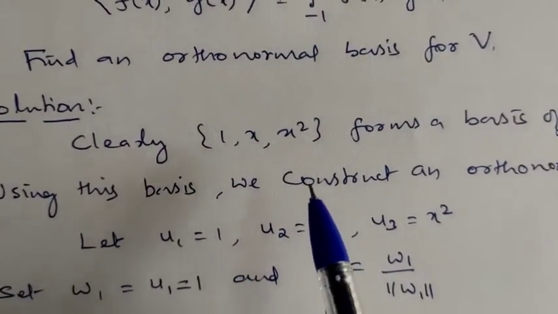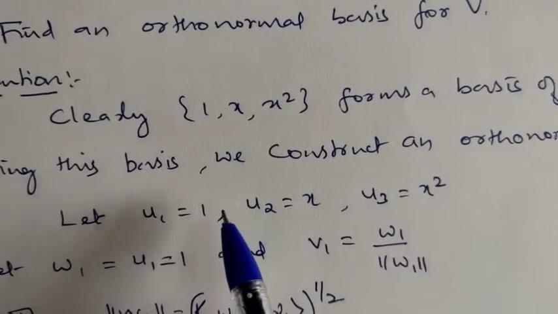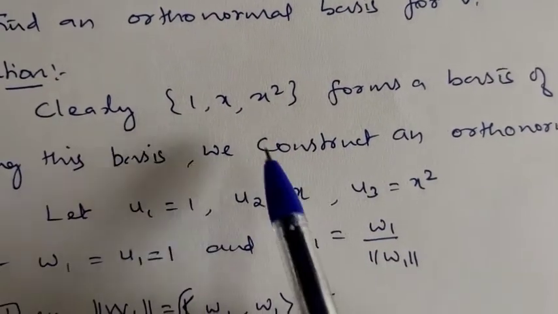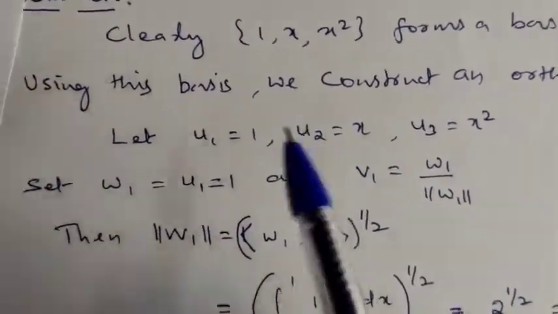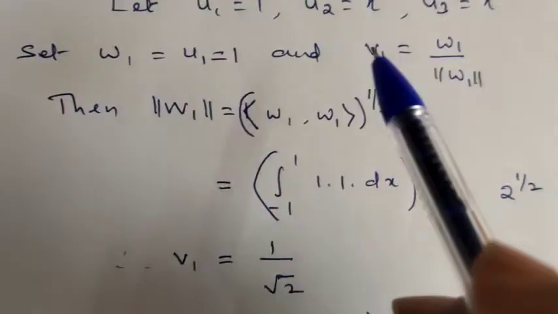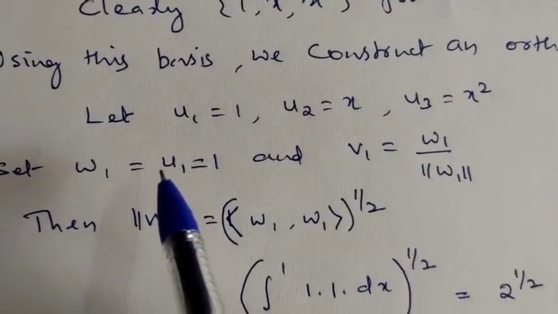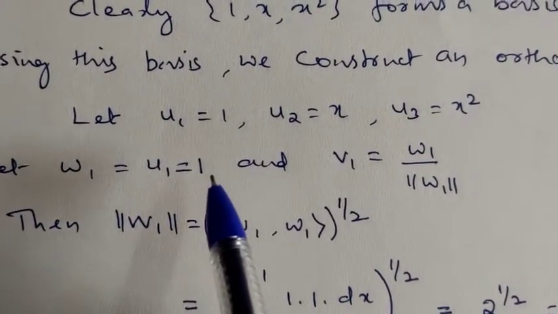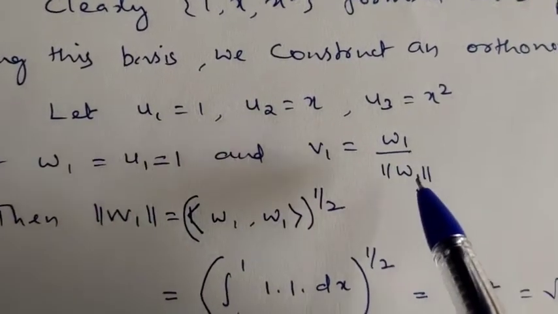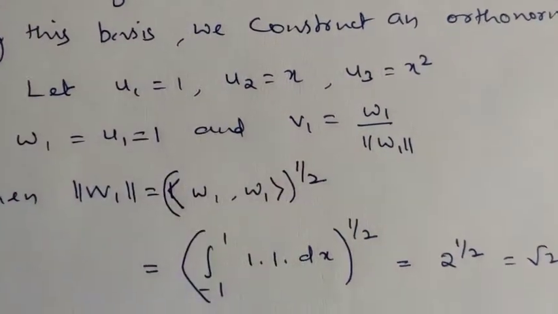So, for this, I will take up the given basis as u1 as 1, u2 as x, u3 as x square. Now, you follow the procedure as explained in the Gram-Schmidt orthogonalization process. First, set w1 equal to u1, that's equal to 1, and v1 is equal to w1 by norm of w1. Then what about norm of w1?